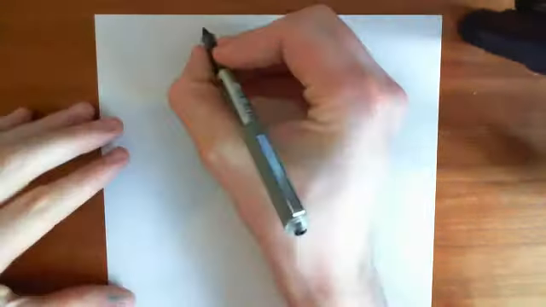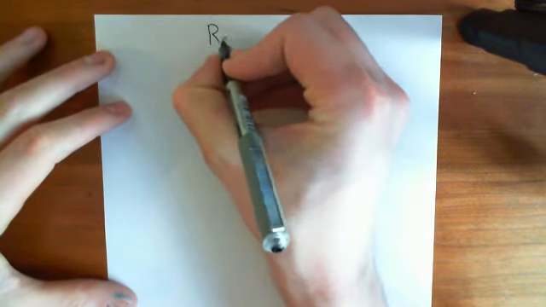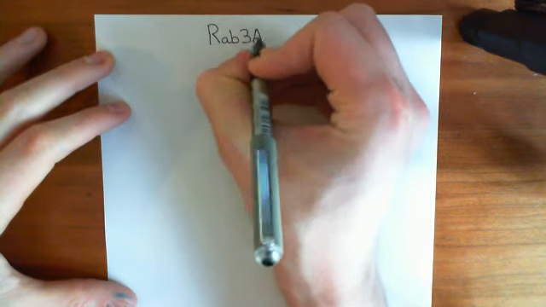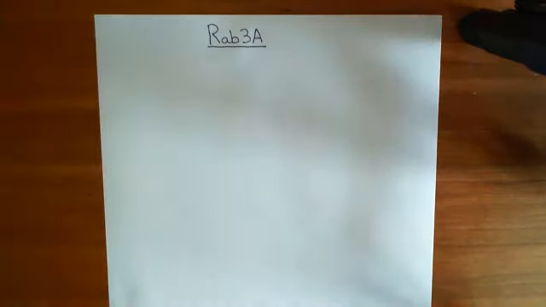Okay, so welcome to this next video in the playlist on synaptic mechanisms. In this video, what we're going to do is talk about the role of a protein known as Rab3A in neurotransmission. So the title for this video is just this protein, Rab3A.